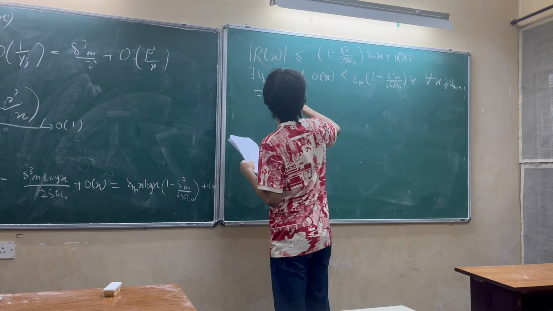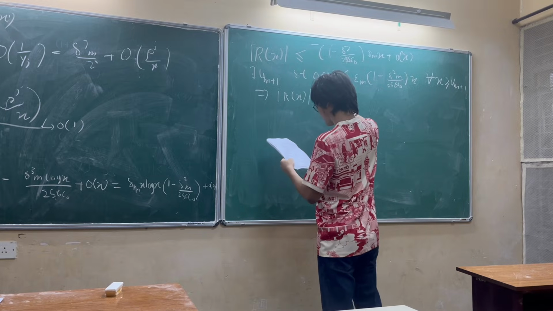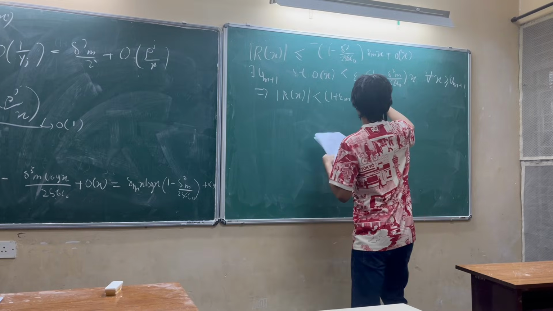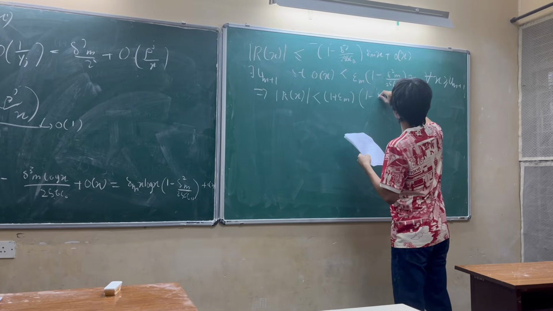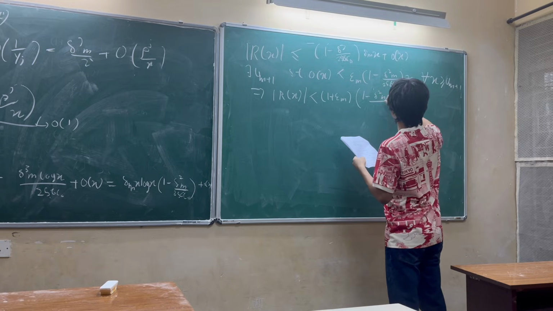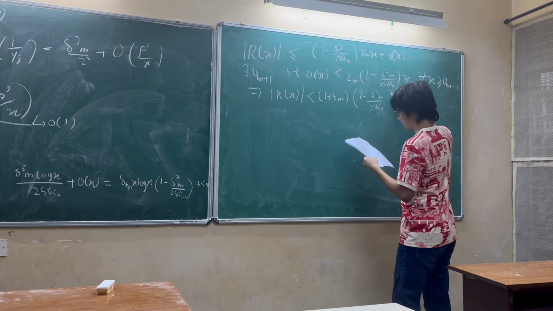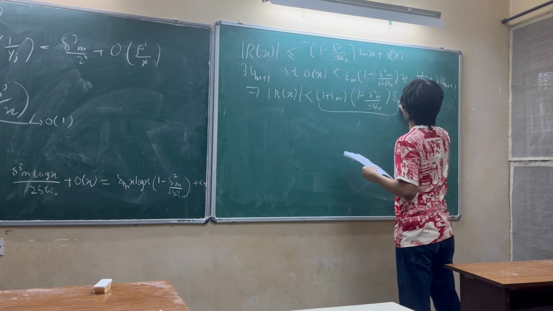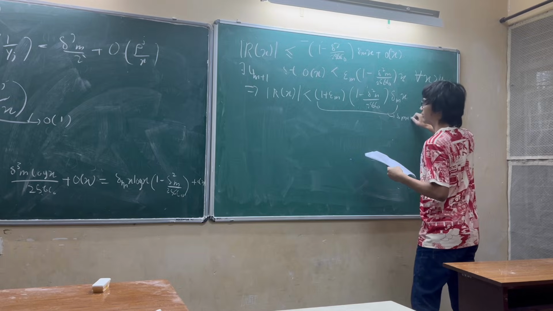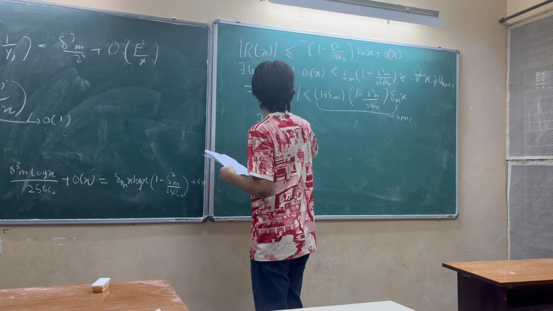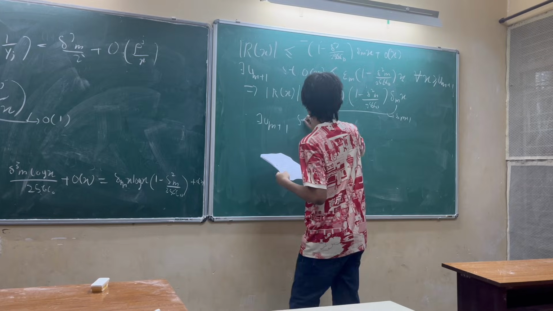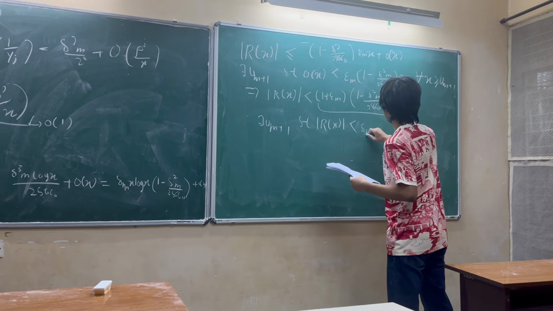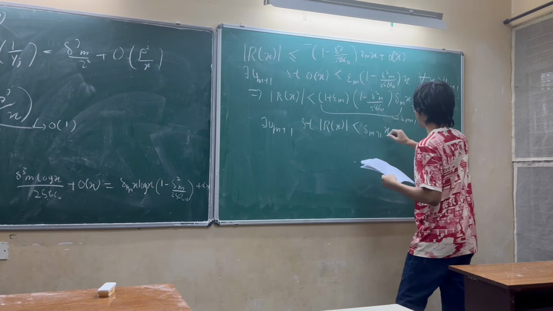So this implies that mod of r of x is strictly less than 1 plus epsilon m times 1 minus delta squared m by 256 c naught and delta m x. But what was this? This was delta m plus 1. So we have shown there exists u m plus 1 such that mod of r of x is strictly less than delta m plus 1 x.